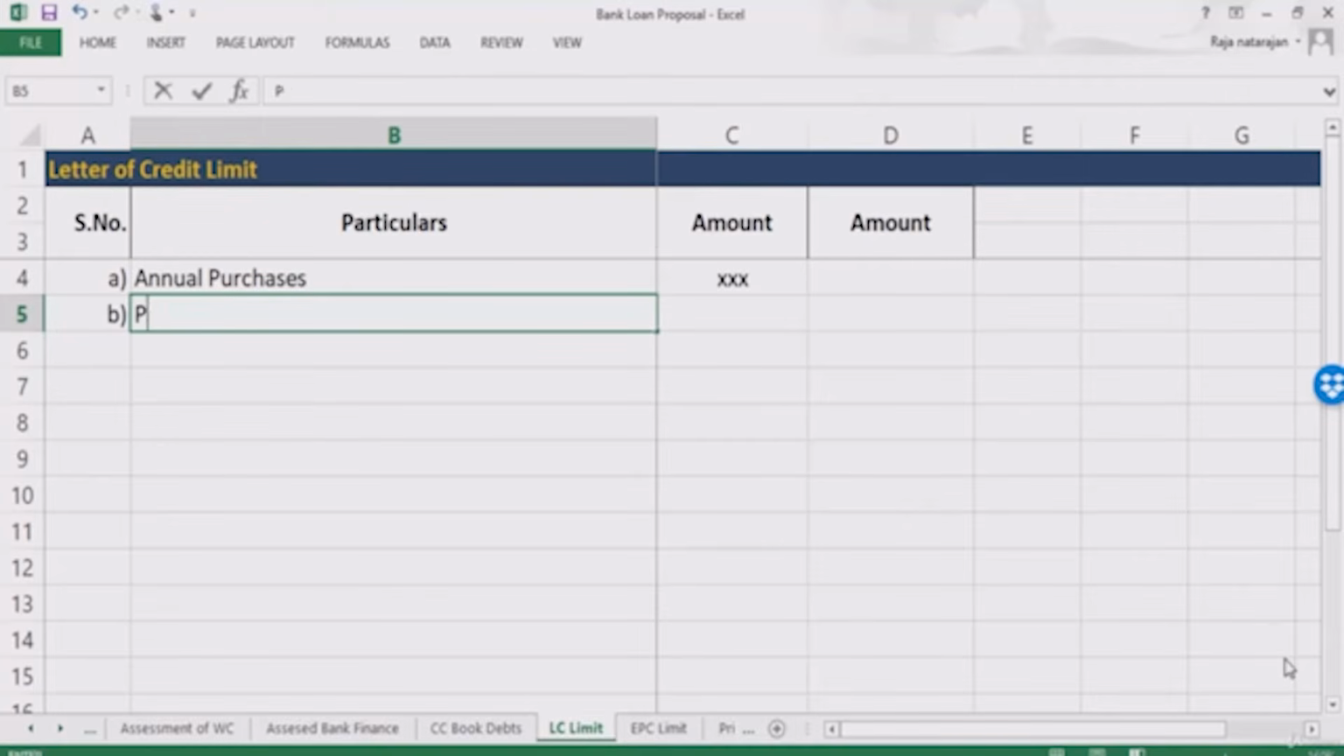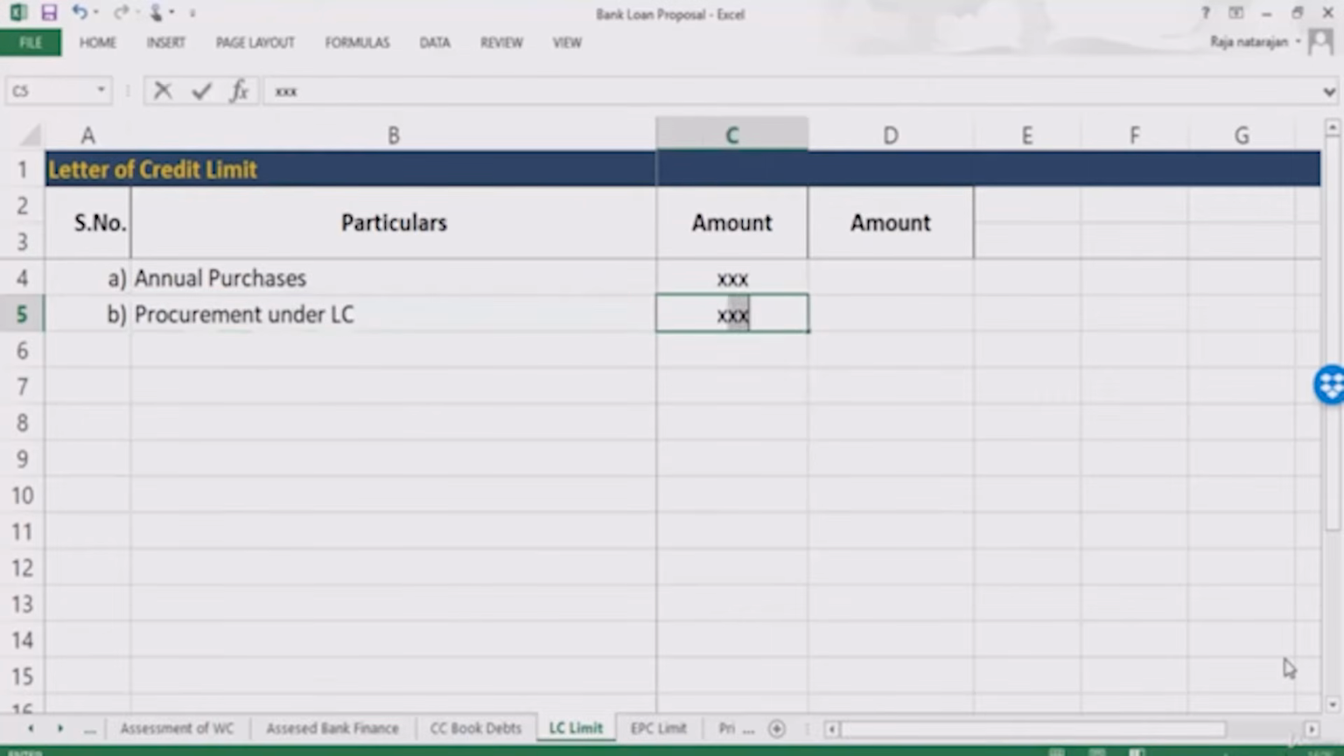So we'll say procurement under LC. There is going to be certain amount. Say for example, if annual purchases is 120 crore, and let's say the procurement under LC is expected to be only around say like 40 crore. Okay, only 40 crore worth of goods are going to be procured under LC.